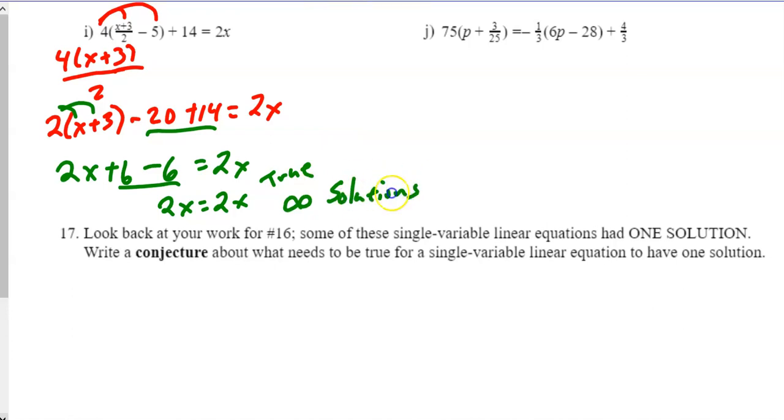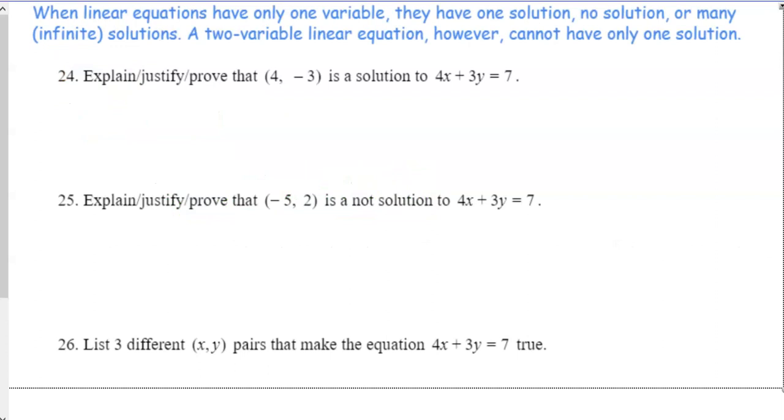Unlike our other one, where we had a false statement, here I have a true statement. False statement means no solutions. Infinite solutions is when you have a true statement. Okay? Okay, so we're going to skip ahead just a little bit. And again, some of these problems we're going to skip and I'll talk about those. But I'm going to jump ahead to 24 here.